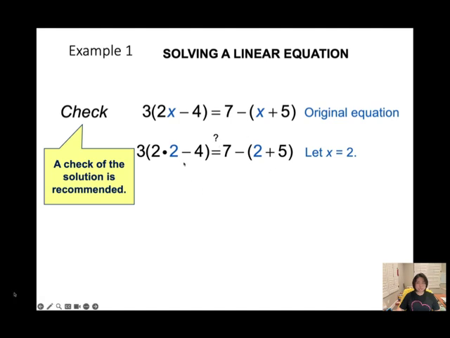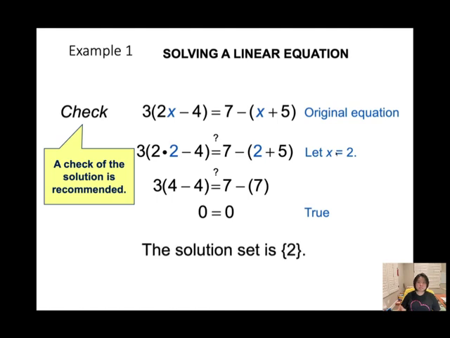So you're going to get 2 times 2, which is going to be 4 here. And this is 2 plus 7. And this is 2 plus 5, which is going to be equal to 7. So that will be 0 equals 0, and this is a true statement. So we know that the solution set is x equal to 2.